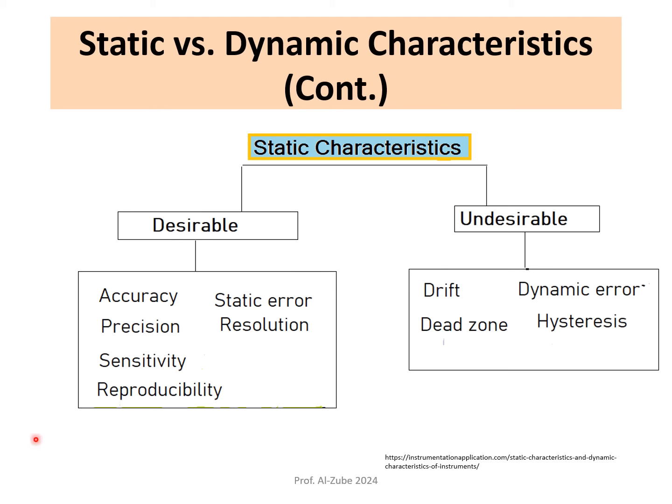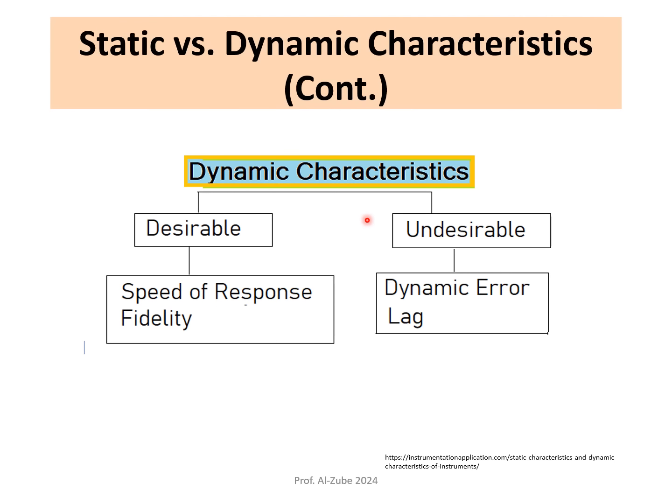Now what we want to do is to go into the dynamic characteristics, and we have desirable and undesirable. When you say dynamic characteristics, that is when the instrument is measuring something that has high frequency or changes with time quickly. So the desirable is we want to have a high speed of response for the changes, and we want to have something called fidelity. Fidelity is the degree of exactness with which something is copied or reproduced. So reproducibility is fidelity.